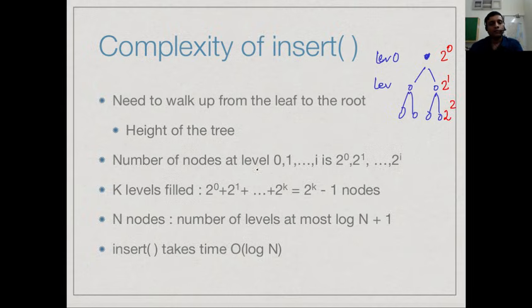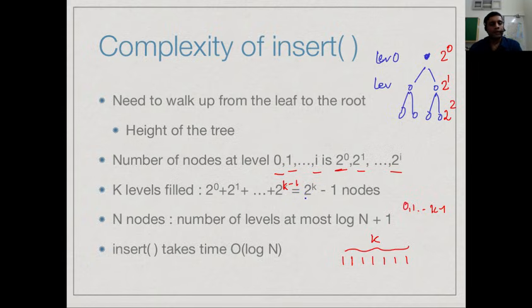In this way, the number of nodes at level 0 is 2 to the power 0, at level 1 is 2 to the power 1, and at any level i is 2 to the power i. So if we have k levels, then the levels are 0, 1 up to k minus 1. From what we have just said, that is 2 to the 0 plus 2 to the 1 plus up to 2 to the k minus 1, sorry. One way to think about this is as a binary number with k ones. Right? A binary number with k ones is just 2 to the power k minus 1.